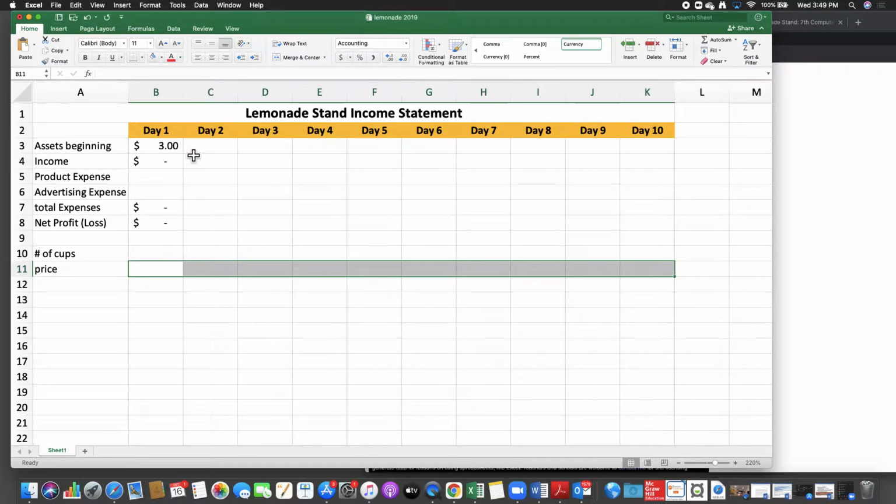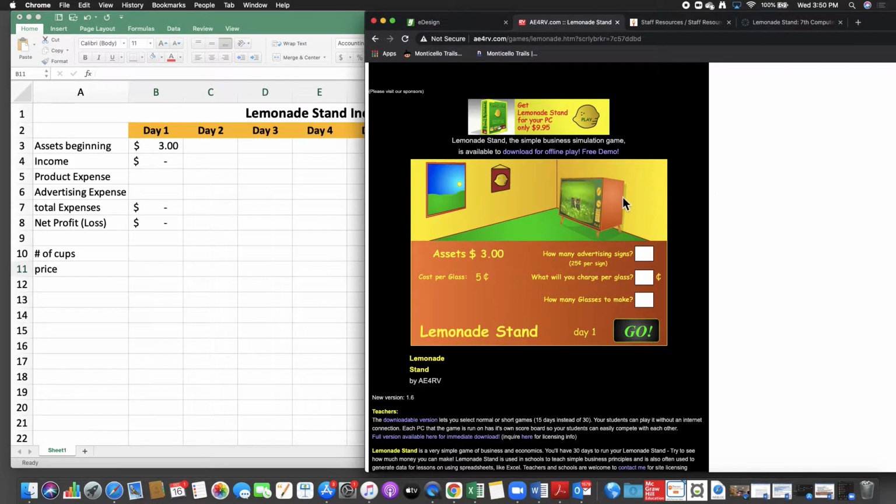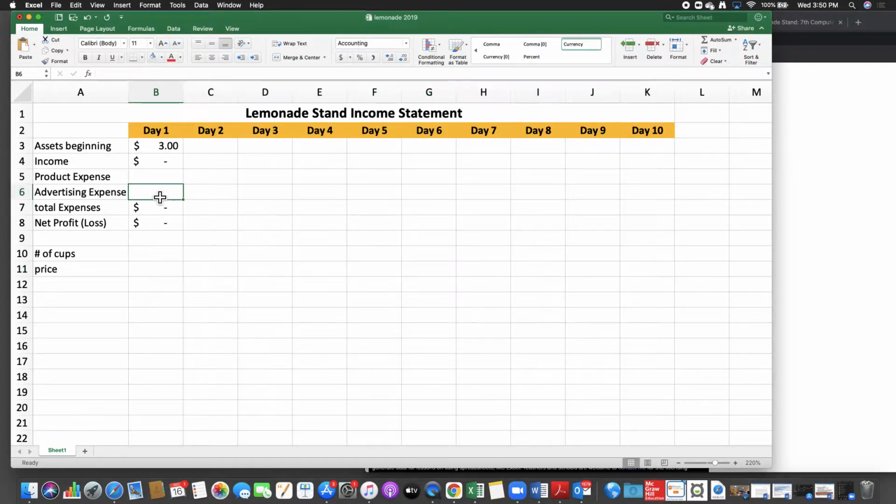All right, so our assets at the beginning. You can look out the window to see what it looks like, and it will give you a forecast. It says, "Good morning, Lemonville. Weather forecast for today is sunny and hot." Okay, so it only cost me 5 cents per glass. So that is my product expense here. And for my advertising, I'm going to do 2 signs. So my advertising expense is going to be 50 cents. So I'm going to click here. Oopsie. 0.5.